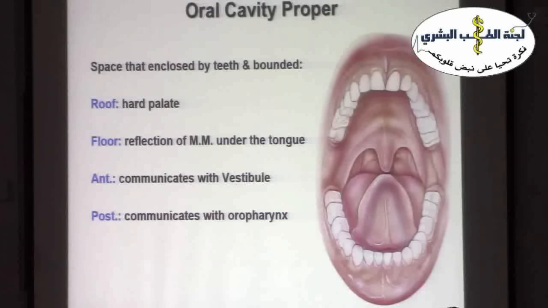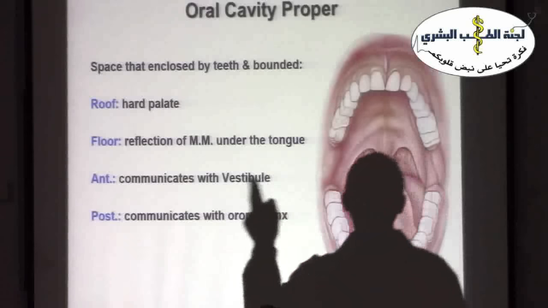The hard palate is the roof for the oral cavity, which separates the oral cavity below from the nasal cavity above. What's the difference between hard palate and soft palate? Hard palate is made of hard tissue, so it is a bony component, okay? Which is the palatine processes of maxilla and the horizontal blades of palatine bone. So this is the hard palate. But what about the soft palate? It's a soft tissue, it's muscular, skeletal muscles, okay? So that's the difference.